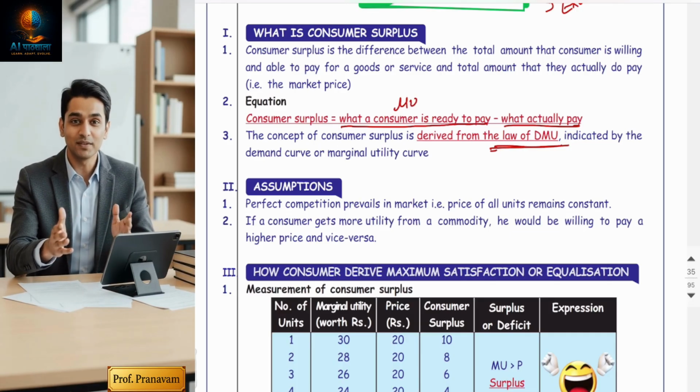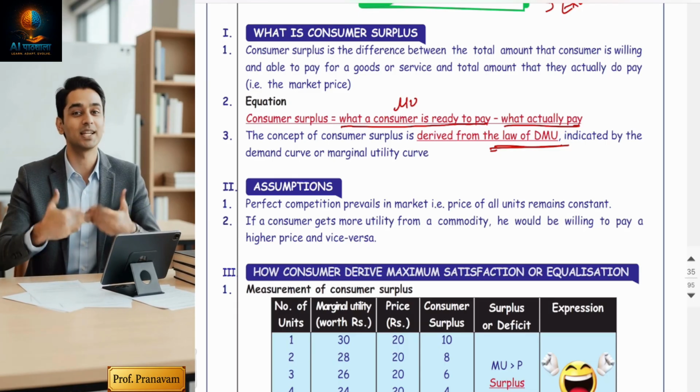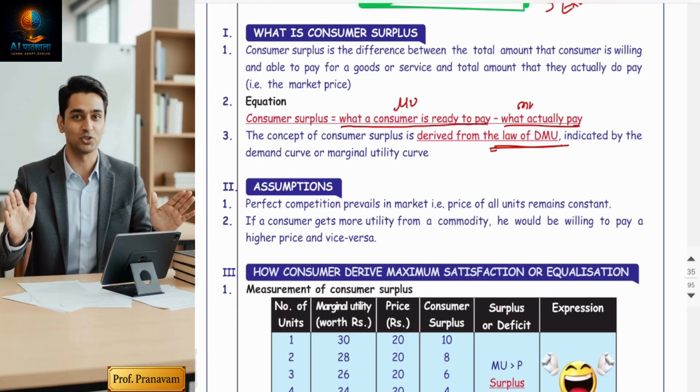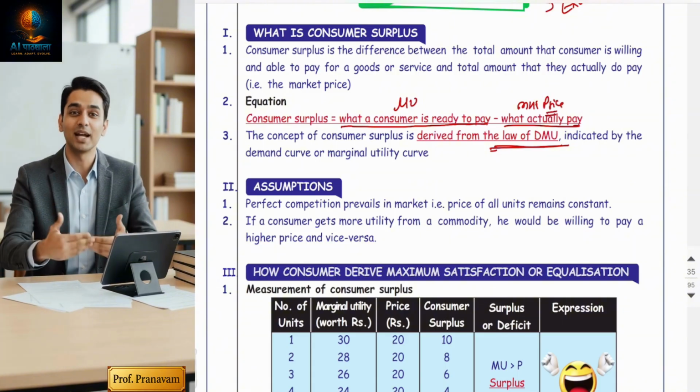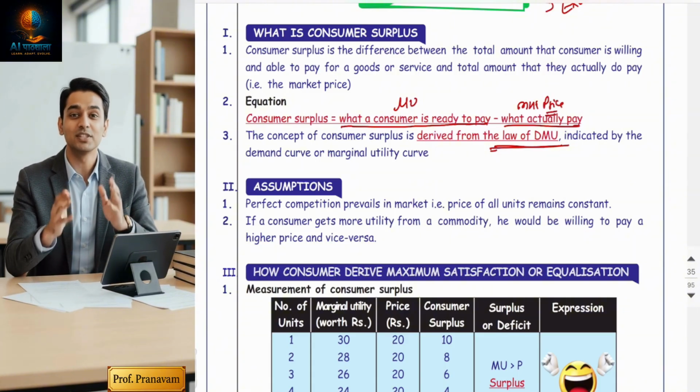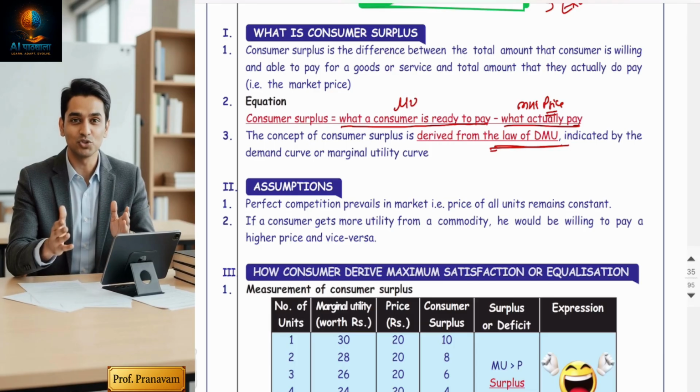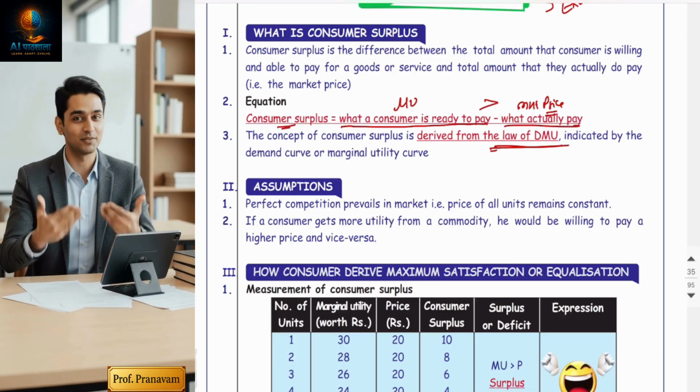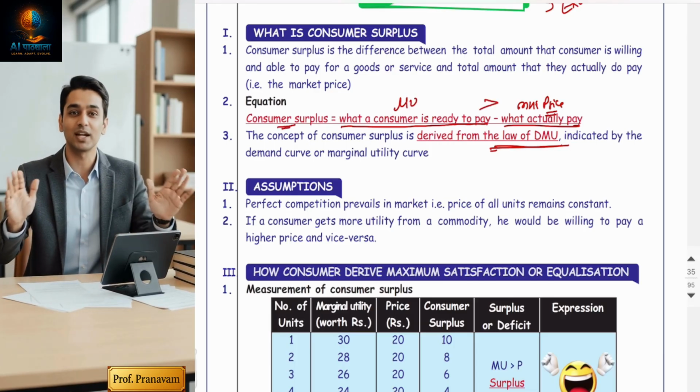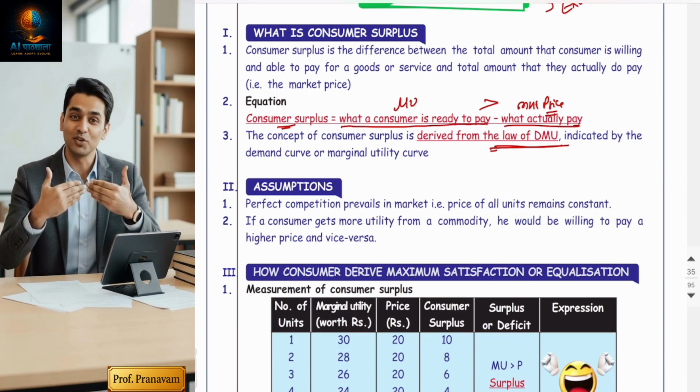Now, MU means high MU, I'm ready to spend high money. Ready to spend, matlab I'm mentally prepared. And what I actually pay is actually a market price, at what price I'm getting that good available. So if MU is greater than price, I always derive consumer surplus. This I'm going to explain to you very well with a table.